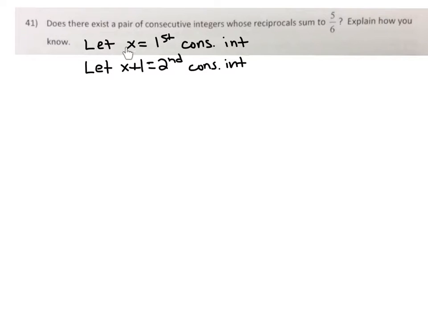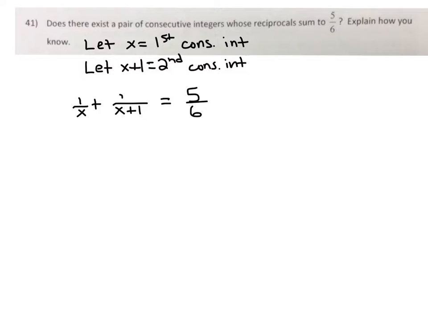So they're telling us to take the sum of the reciprocals. So let's see, the reciprocal of x would be, if you took x and made it into a fraction, it would be x over 1. So its reciprocal would be 1 over x. And it says we want to add that to, right? It says the sum of the reciprocals. Well, if you take x plus 1 and make it into a fraction, it would be x plus 1 over 1. So we want to take the reciprocal of that, flip it upside down. It would be 1 over x plus 1. And it says the reciprocals sum to 5/6.